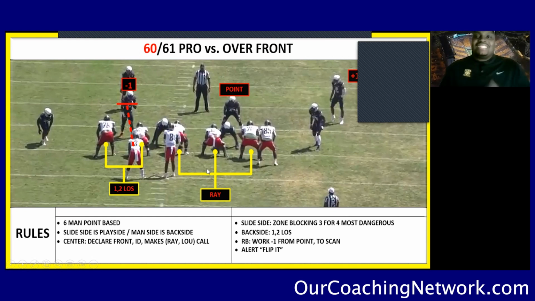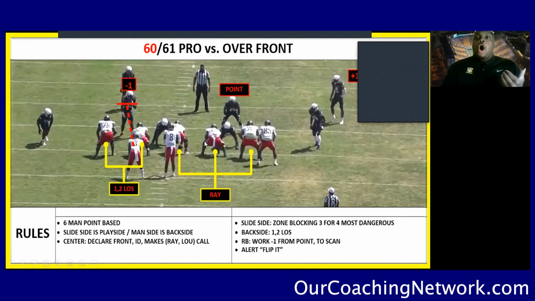All right, so there's a slide side of the protection, which is the call side, and then there's a man side. The slide side of the protection is just like if I'm running inside zone to the right, as far as our ideology of what we're trying to accomplish. So the slide side, we have 3 for 4 of the most dangerous on the slide side of the protection. The back side of the protection is the man side. We just have 1, 2 LOS guys on the line of scrimmage on the backside.